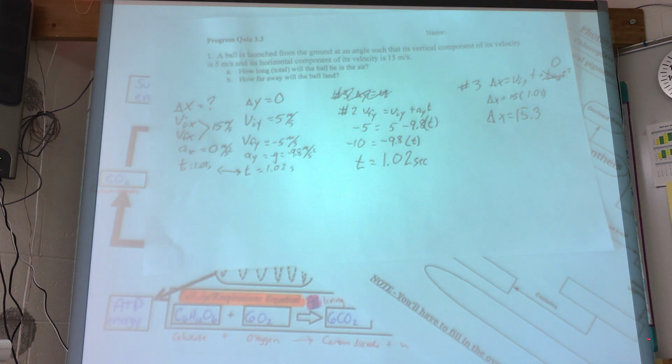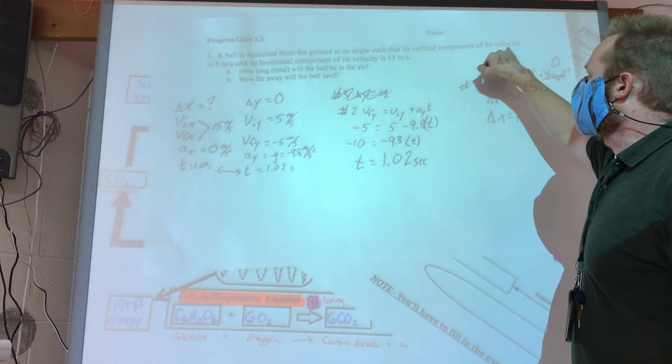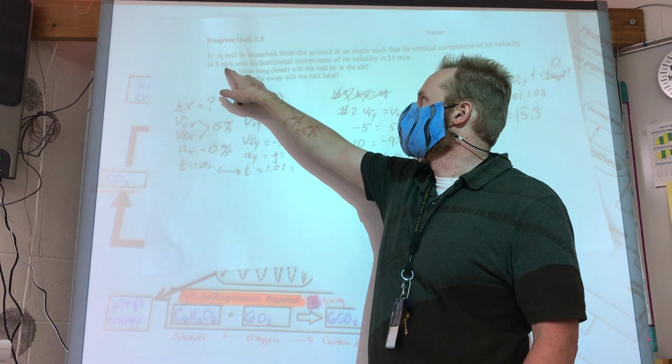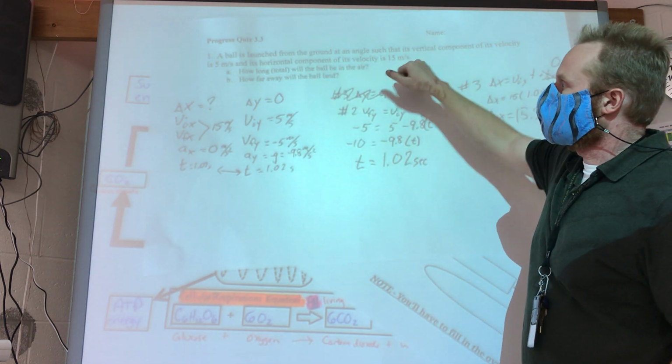A couple of things to keep in mind that some people are mixing up. This is the X, this is the Y. Most of us aren't screwing that up. Vertical and horizontal: is X horizontal or vertical? X is horizontal and Y is vertical. Keep that in mind. So when it says the vertical component of velocity is 5 meters per second, that's the Y direction.